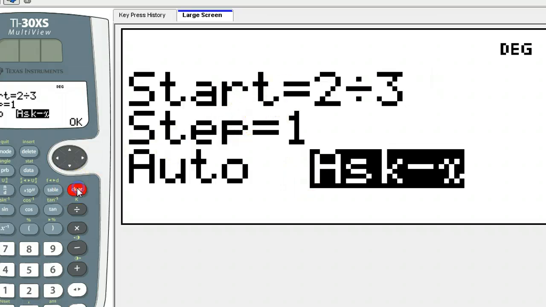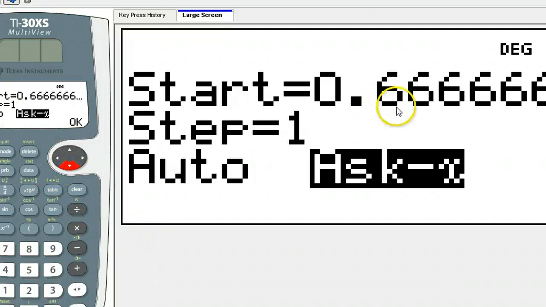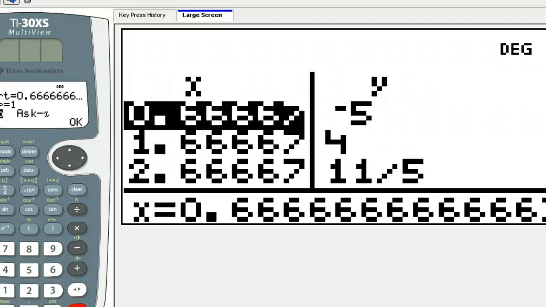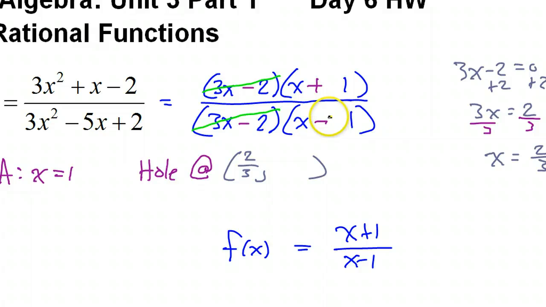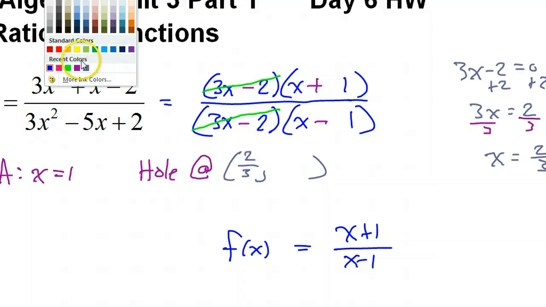Okay, 2/3. Now, would that have worked as a fraction? 2/3. Yeah, it's just prettier that way. It's going to go straight to decimal anyway, but whatever, that's fine. We don't care. I'm going to put it back to auto for right now. Okay, so it's starting right there at 2/3, and you see the y value is -5. So at 2/3, the y value is -5.